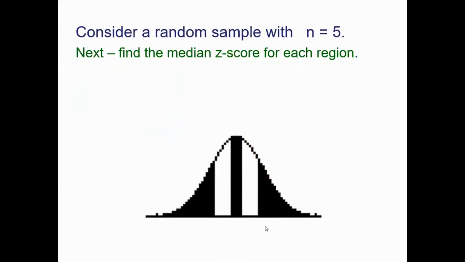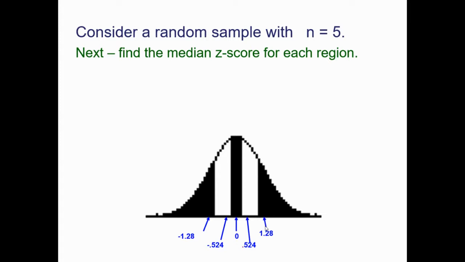So now we want to find the median of each area. So we'll take the first area, get the median. Second area, median. Third area, the median is 0. These are the median z-scores, is what these are. Fourth area, we're at 0.524. And then last area, we're at 1.28.